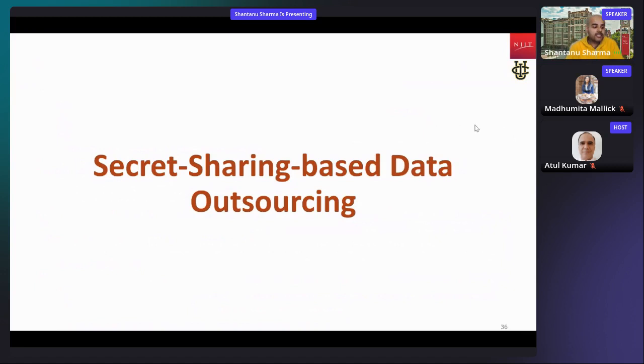The second part is the secret sharing based technique. The second category, there is a question from Shweta. She's asking, what is the percentage of false positive in bucketization?